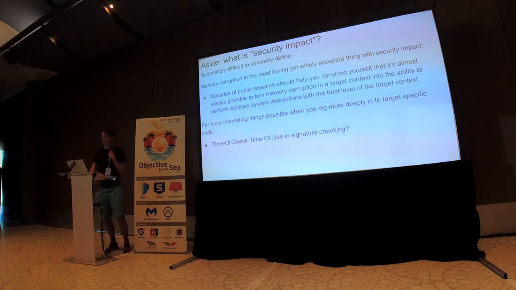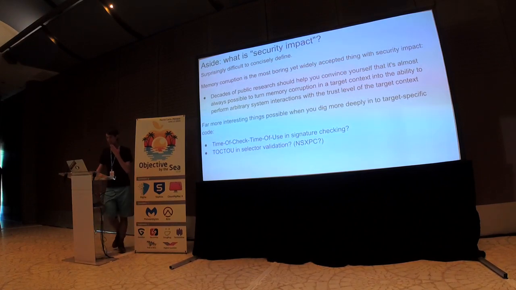So you can imagine things like time of check, time of use in signature checking, which exists everywhere. There have been many cases on iOS and macOS of things like that. You would then have to, of course, find some place where that's happening on out of line memory that's sent as an out of line descriptor. I didn't find any, but interesting things about. You can think of other things like more time of check, time of use in, for example, selective validation.